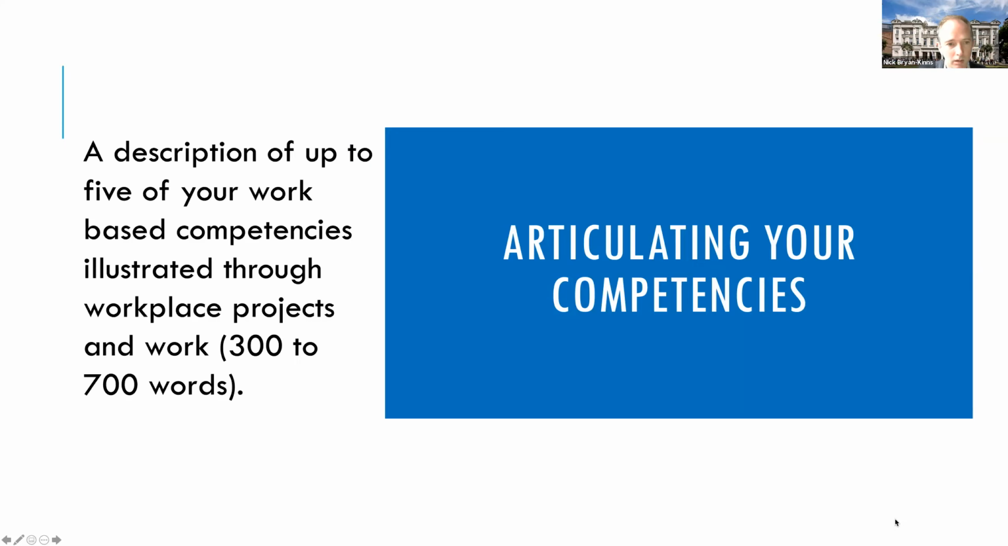And just to remind you, Gabby had this earlier, so what we're looking for is a description of up to 5 of your work-based competencies illustrated through workplace projects and work that you've done. And the total amount of space that you have for this is 300 to 700 words. So this would be, for example, 500 words to describe 5 different competencies, 5 different projects you worked on, what you did in those projects. So it's actually quite short. And so what we're looking for is a really snappy and succinct way for you to explain your competencies.